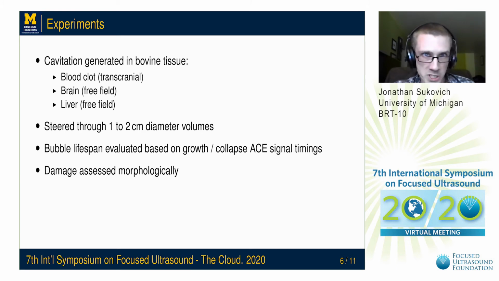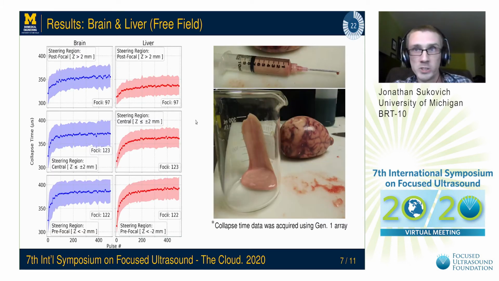The treatment volumes were steered through 1 centimeter diameter volumes, and then the bubble lifespan was evaluated based on the growth and collapse ACE signal timings, and then damage in the tissue was assessed morphologically after treatment. And so what you see here are some results of those treatments in the brain and the liver. Again, these are in the free field, but you can see that the collapse time of the bubbles increases as treatment increases before saturating in both the liver and the brain tissue.